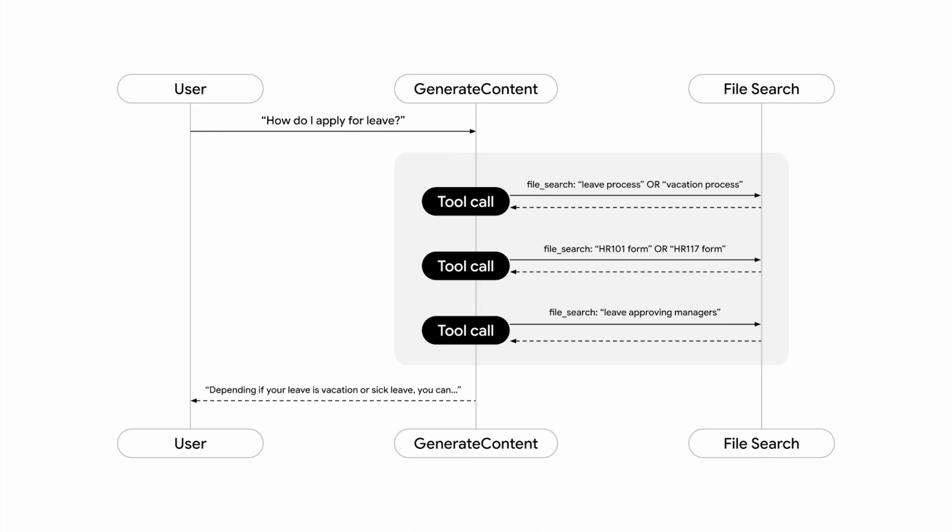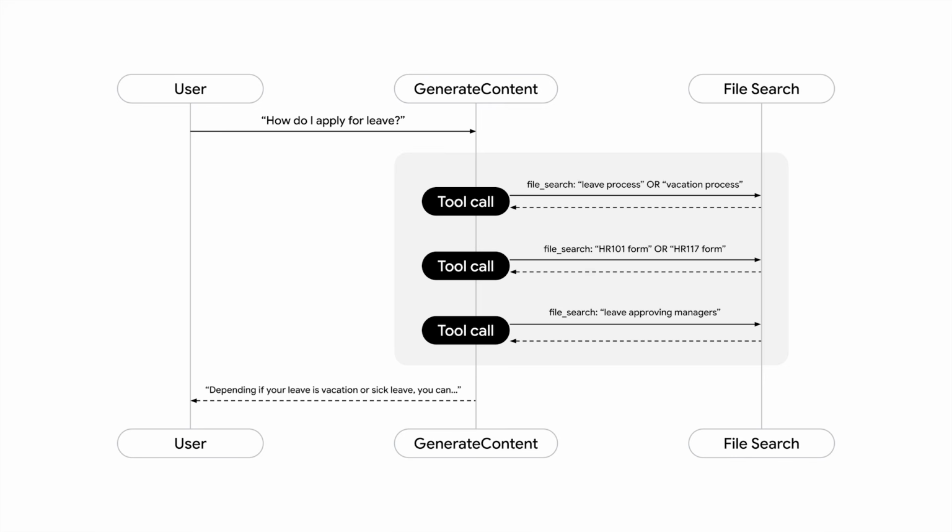One of the powerful benefits of having File Search provided as a tool is that the model is able to repeatedly call the tool, inspect the results, and refine or update the search queries that it is using to find the right information. We call this agentic-RAG, and it's one of the most effective RAG engines currently known. In this example, a user has sent a query asking how to apply for leave. Within that single generate content call that your app makes, Gemini will repeatedly make tool calls using the File Search tool to answer the question.